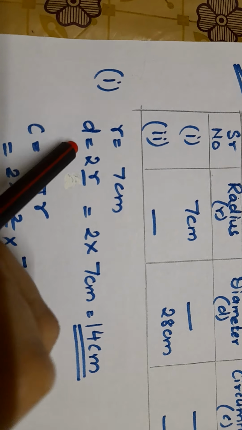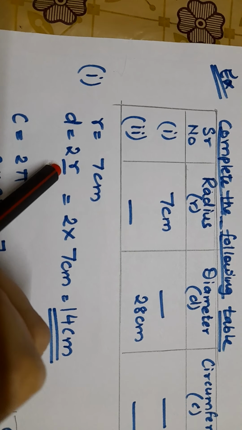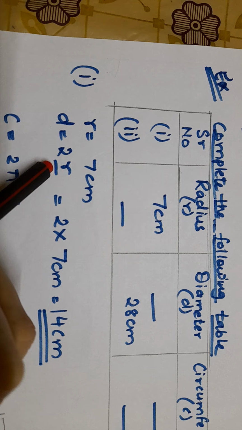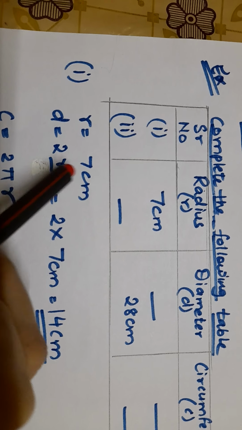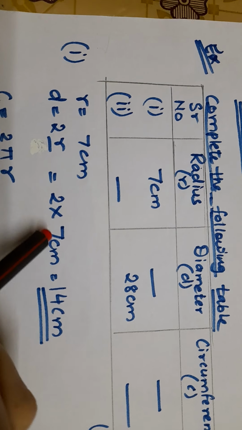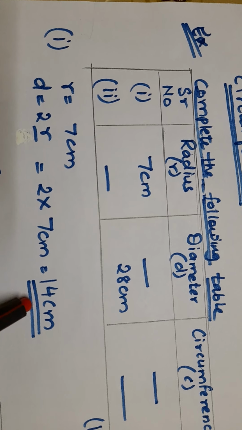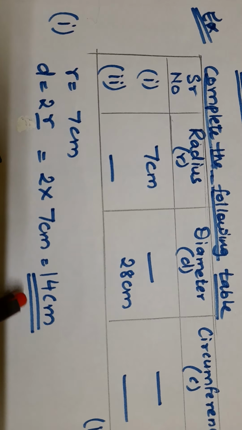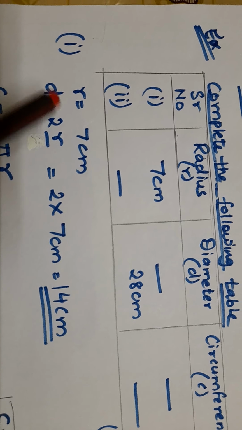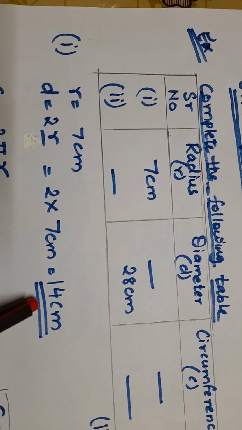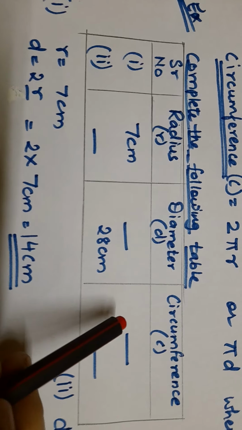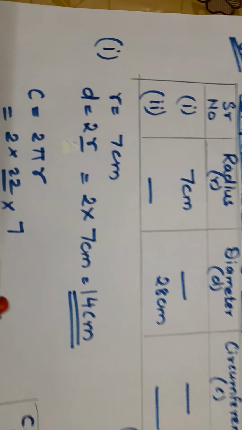So you will write the formula first. D is equals to 2r. Now you will put the value of r. R is 7 centimeter. So 2 into 7 centimeters. So 2 multiplied by 7 is 14. So the answer will be 14 centimeters. So now you find out the diameter. Diameter is 14 centimeter. And now we are going to find out the circumference of a circle.